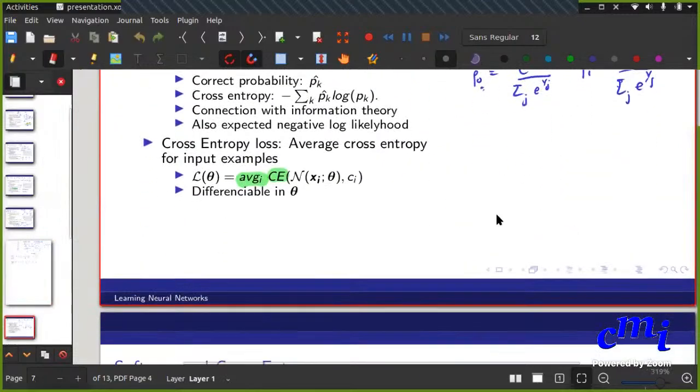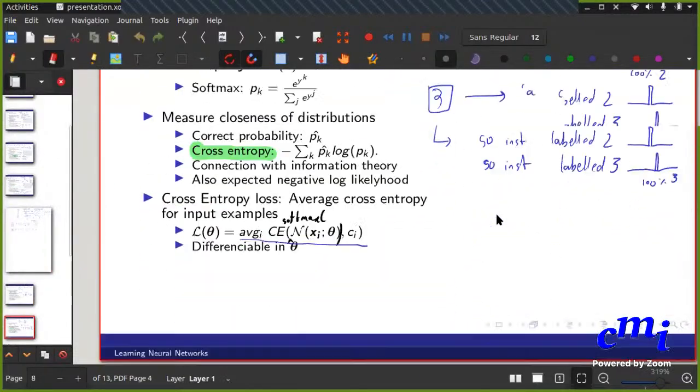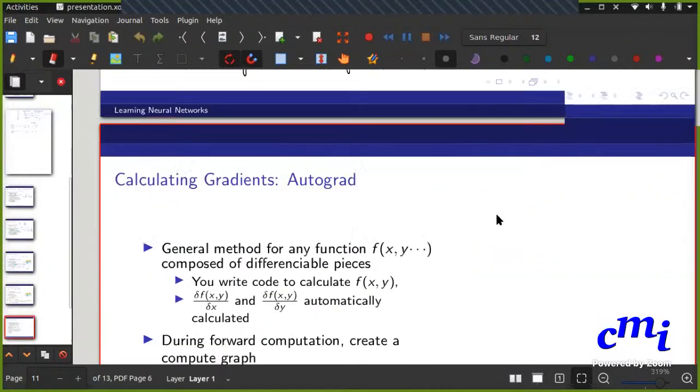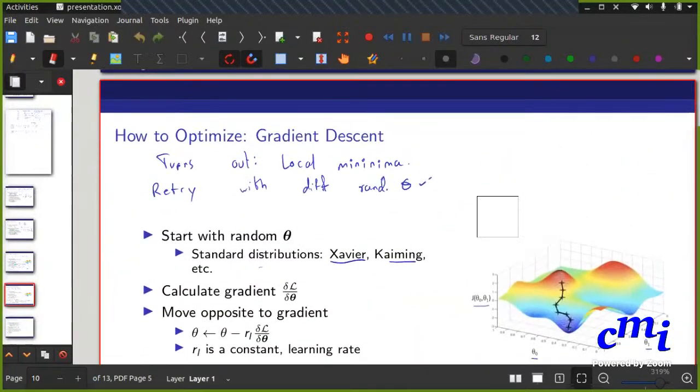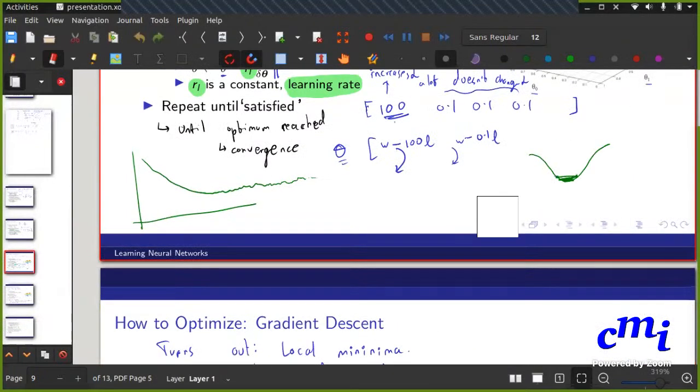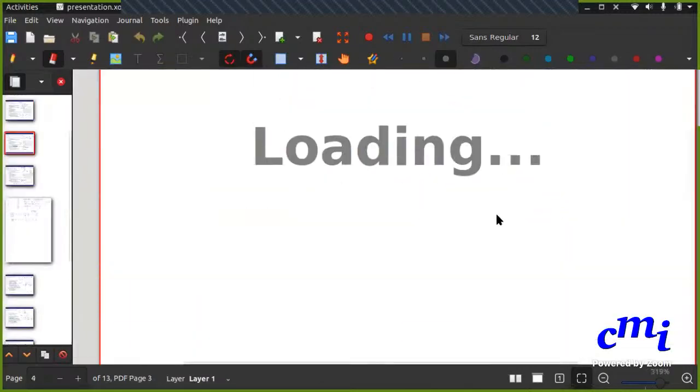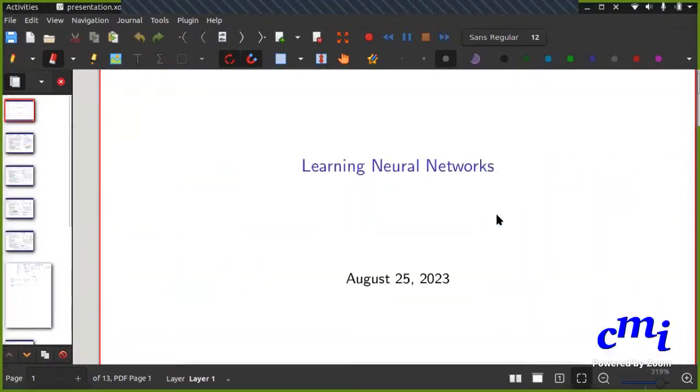So I think in the last lecture I had gone up until this particular slide. Just as a recap, what we had talked about was some details of machine learning.